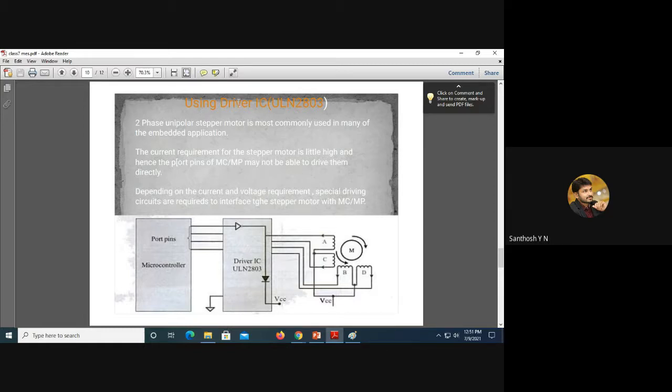We cannot directly connect this stepper motor to the microcontroller because it expects high voltages, and we cannot supply such high voltages directly from the port pins of the microcontroller. Therefore we are using the driver circuit, and we are not bothered about what is actually inside it. So the driver IC is what? ULN 2803, which has some diodes and inverters. That internal structure is not in your syllabus.